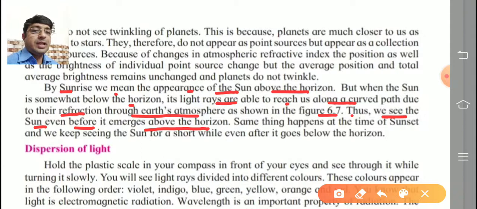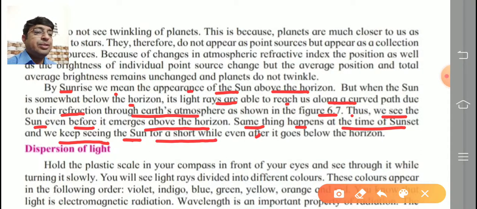Same thing happens in the evening. After the sunset, we observe the sun up to 2 minutes. Same thing happens at the time of sunset, and we keep seeing the sun for a short while. That time duration is 2 minutes even after it goes below the horizon.